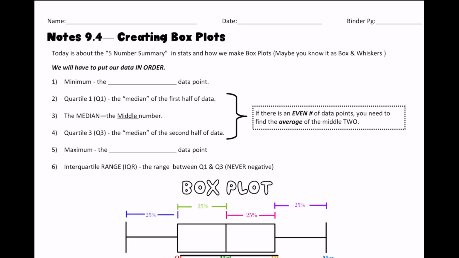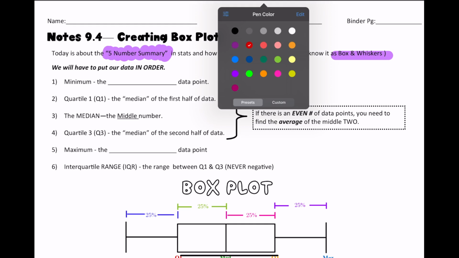Okay, so today is notes 9.4, creating box plots. Today is about the 5-number summary and stats and how we make box plots. Now you may know it as box and whiskers plots. They kind of mean the same thing. So let's get this party started.